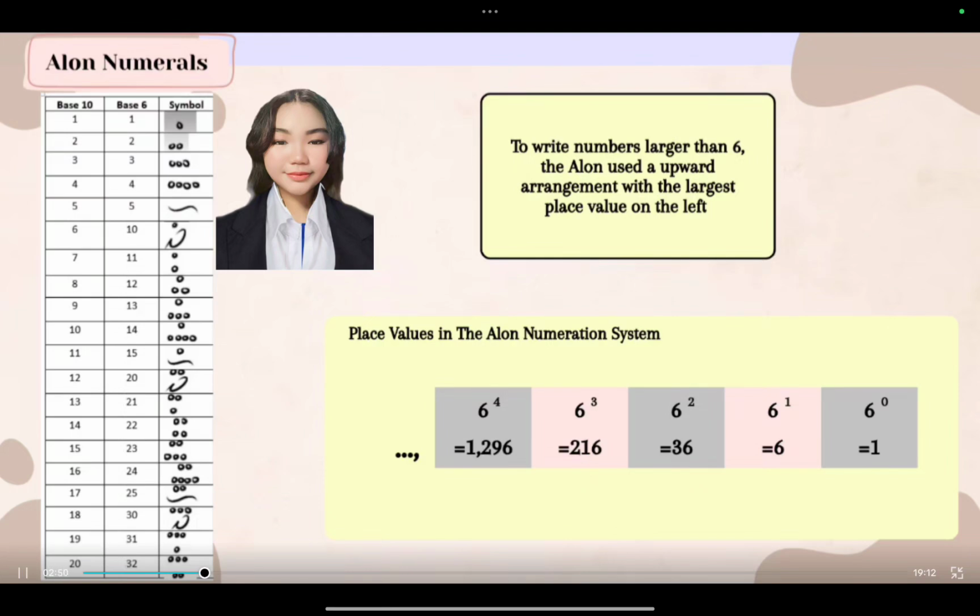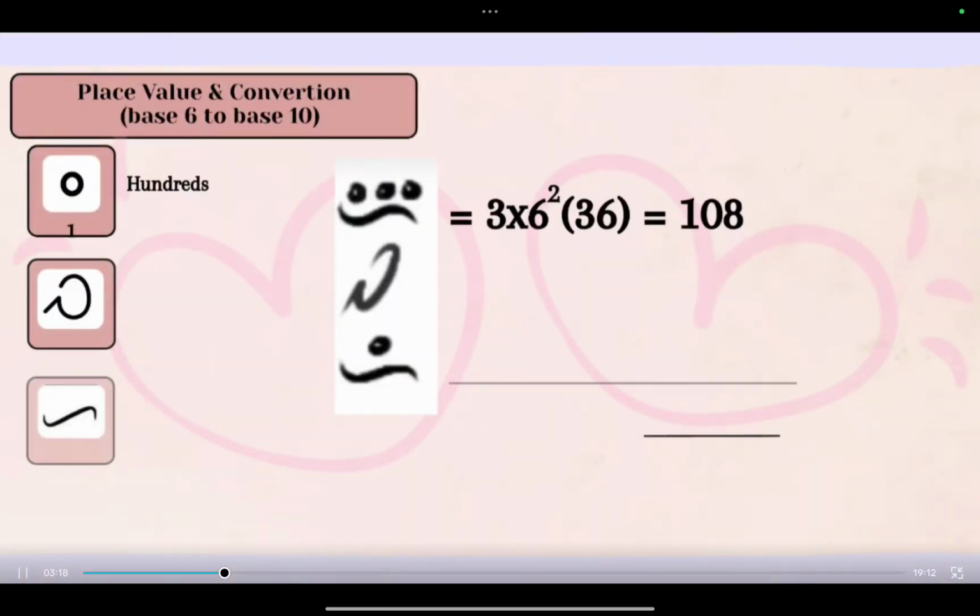For example, the number 5 in base 10 is written as 5 in base 6. And in our system, it is represented by a curve that symbolizes a wave. Another example is 10 in base 10, which becomes 14 in base 6. And you can see how the Alon symbol combines dots and the wave symbol to represent it. This chart serves as a guide to easily compare how a single value is written across different numeration systems.